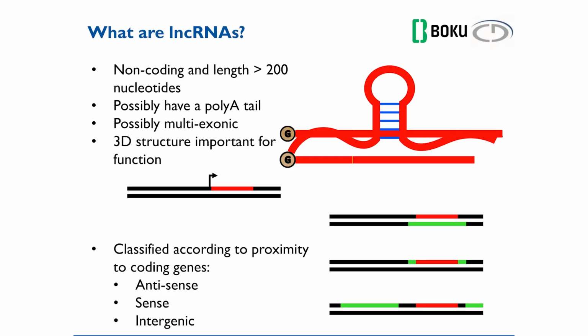What are they? They're transcripts, they're non-coding, and they are over 200 nucleotides, and that is the end of my presentation. They are transcripts. They might have a poly-A tail. They might contain introns and be spliced and therefore be multi-exonic.